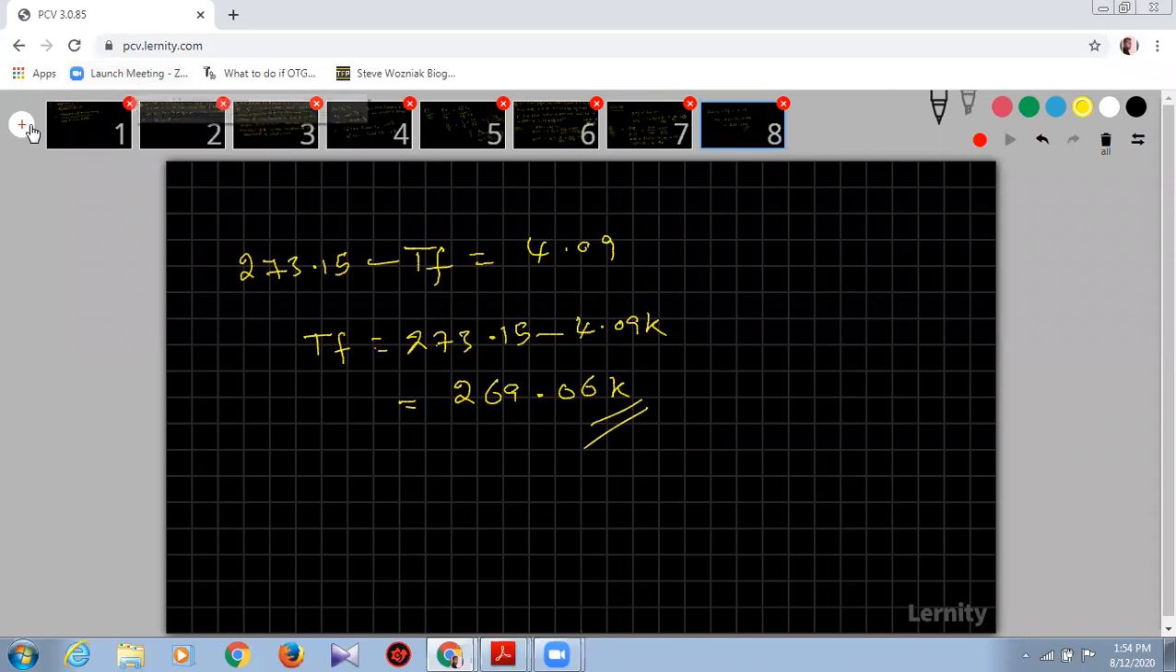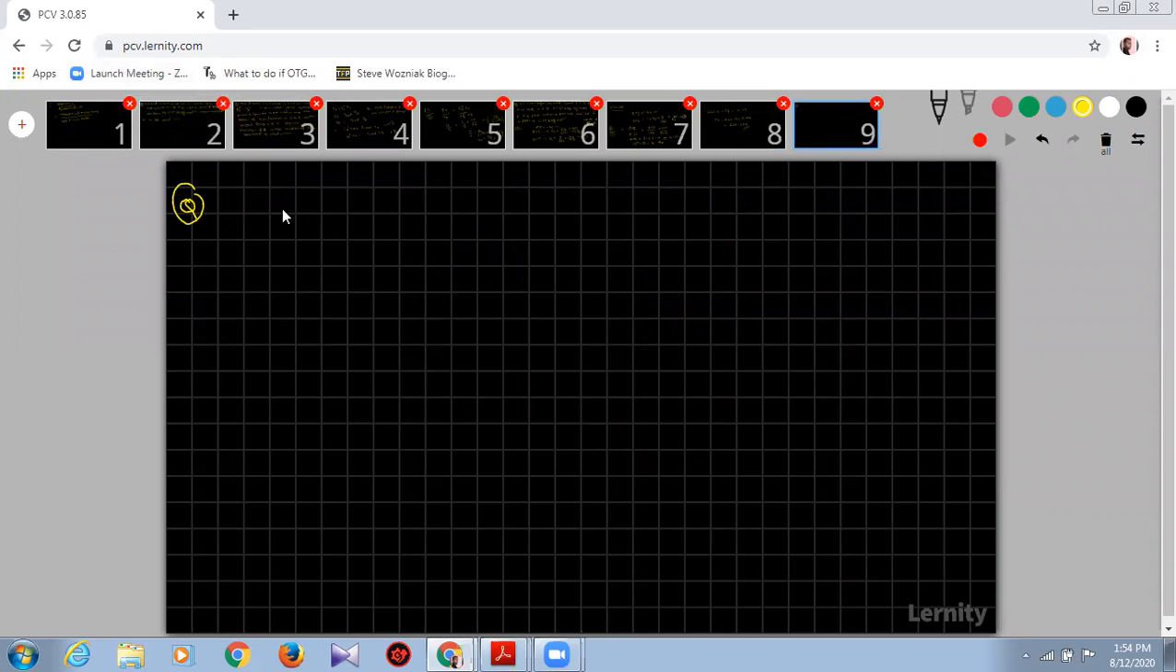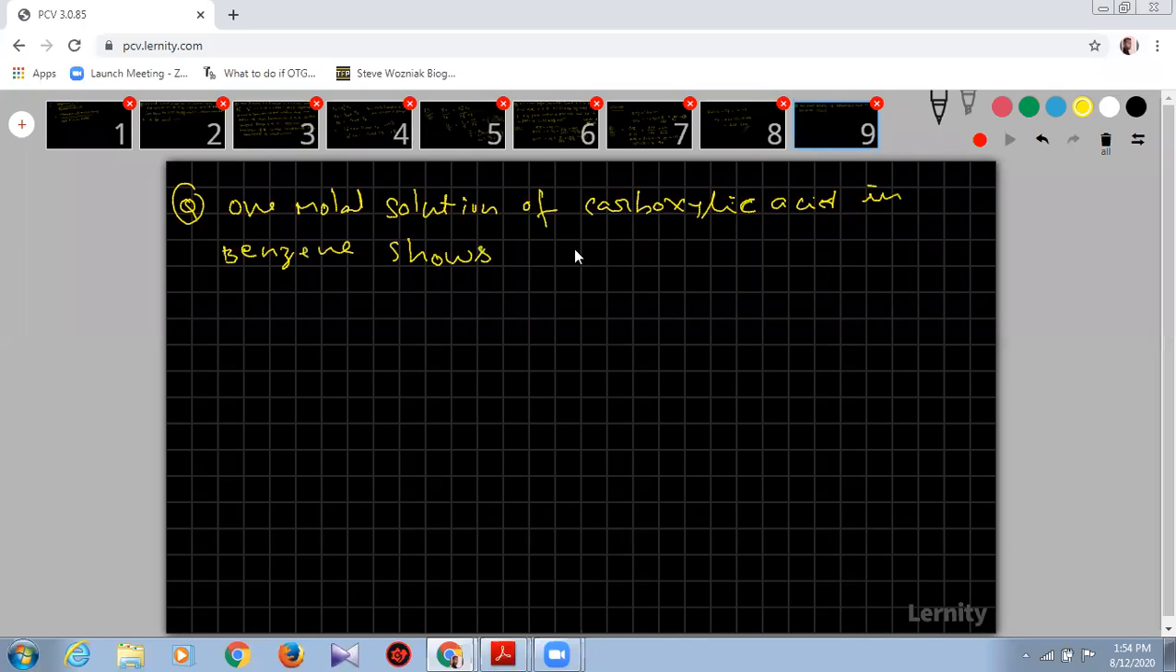Next question. 1 molar solution of carboxylic acid in benzene shows the elevation of boiling point, that is delta TB, of 1.518 Kelvin.